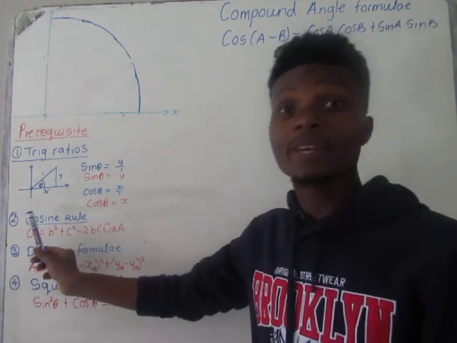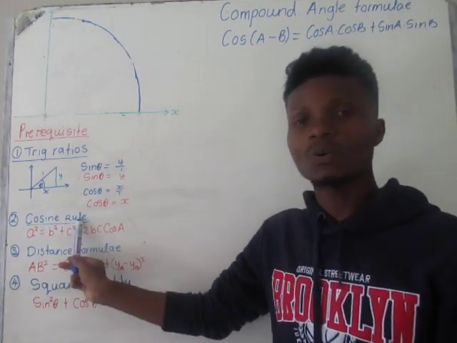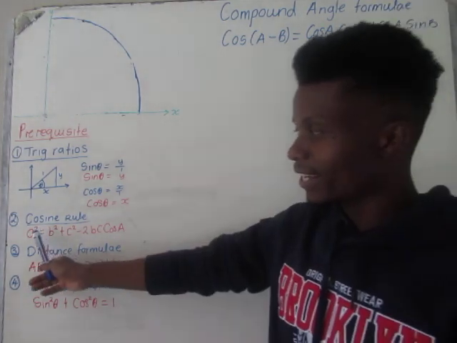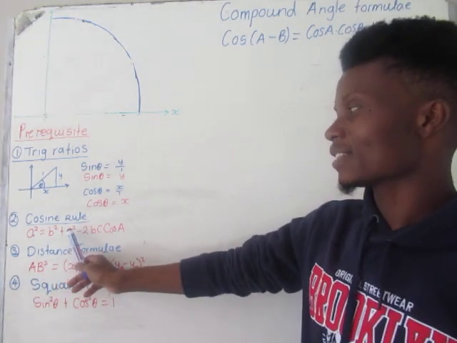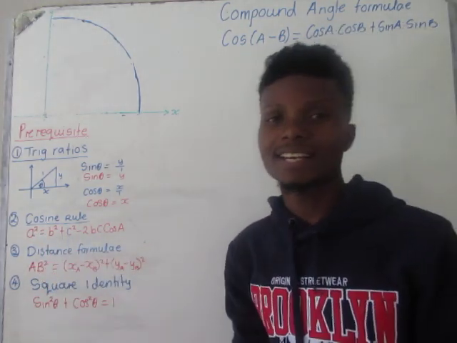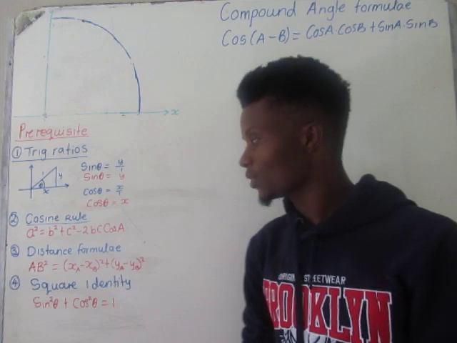You should also know the cosine rule, which you learned in the previous grade, which says a squared equals b squared plus c squared minus 2bc cos A, where a, b, c are the sides of a non-right-angled triangle.